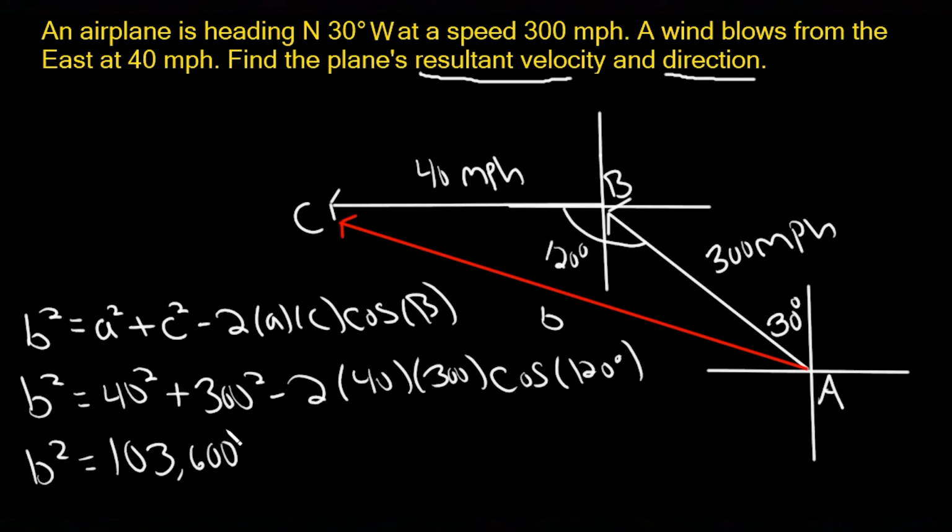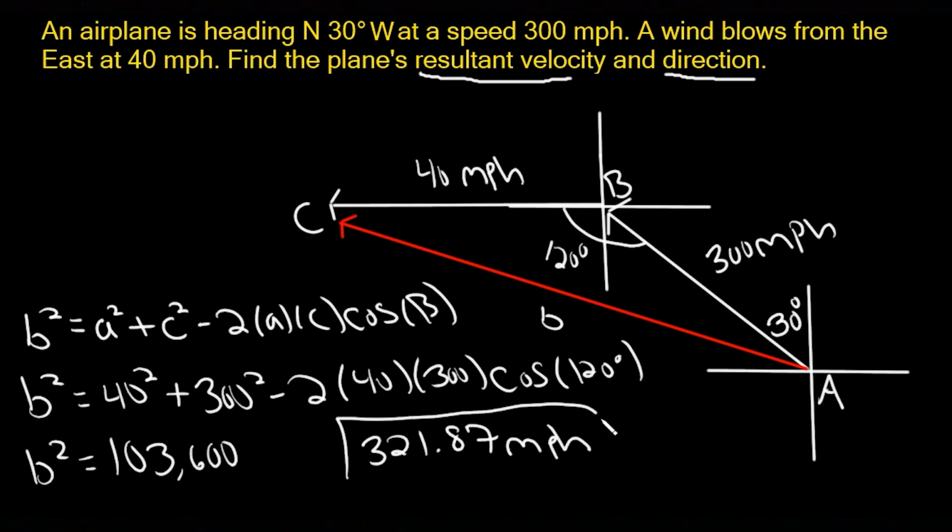Now from here, I just have to take the square root on both sides, and then I will get that resultant velocity. So taking the square root on both sides, I get 321, and I'm going to round to the nearest hundredth here. So we get 321.87, and that's going to be in miles per hour, okay? That right there is going to be the resultant velocity, or in other words, side B, okay? There it is. All right, so that's part one.